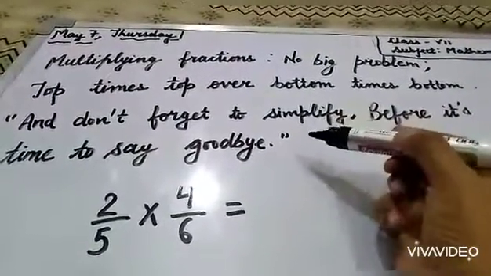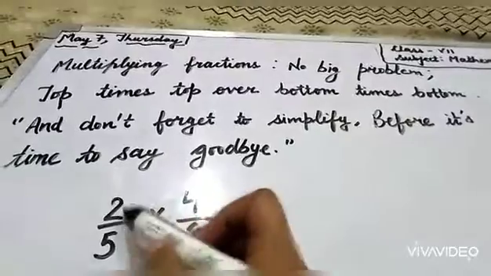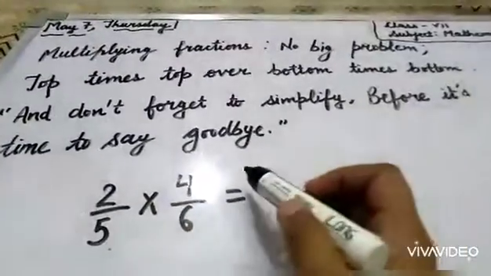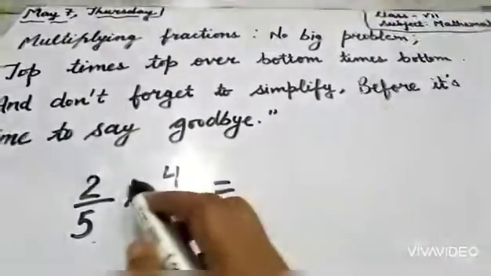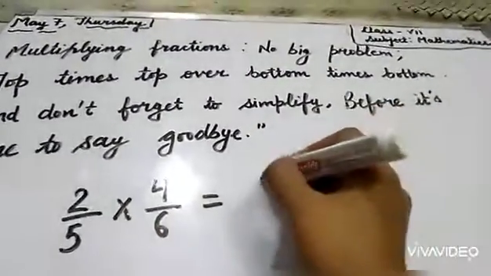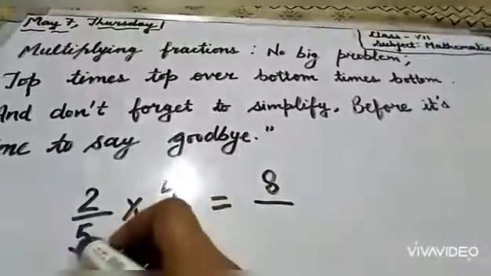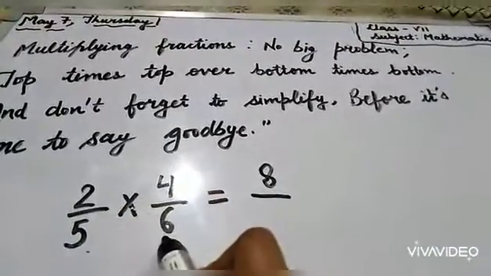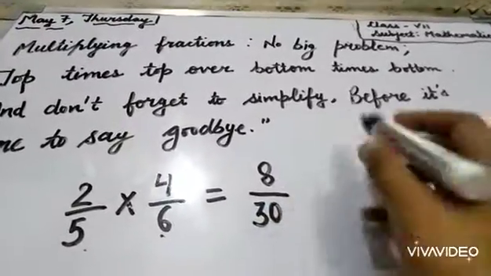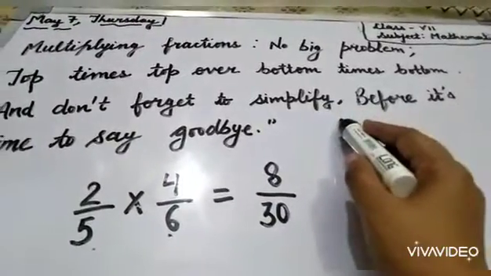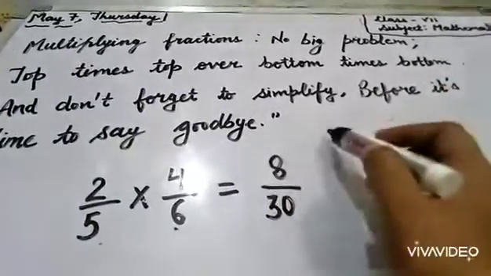Now let's see how it works. Here is the numerator, here is the denominator. Okay students, now top times top, that means 2 multiplied by 4. Here is bottom times bottom, 5 times 6 is 30. And don't forget to simplify before it's time to say goodbye.